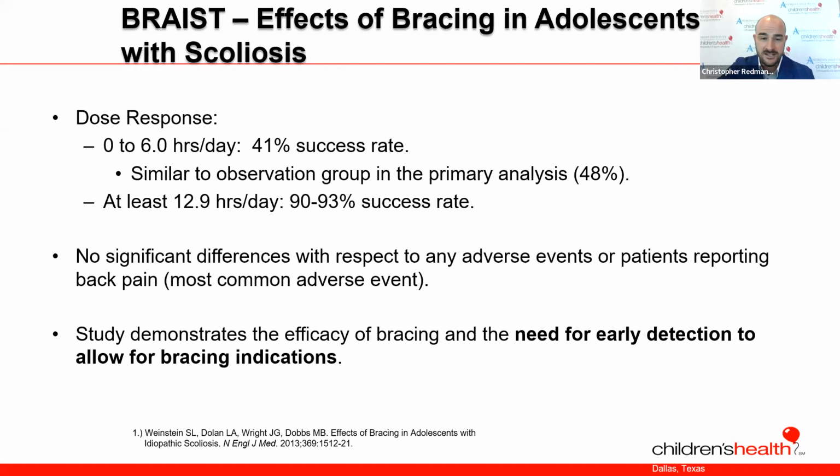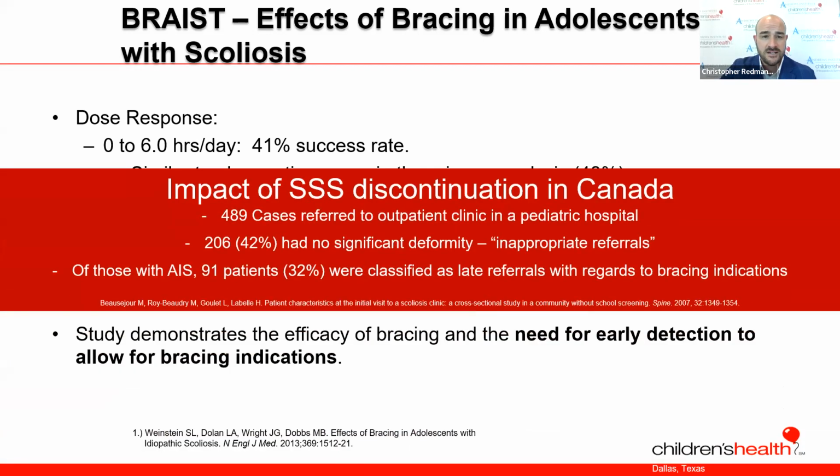So now that we have a study that demonstrates efficacy of bracing, we have a reason to identify these patients at an early time period and more support to using school screenings to identify these. This was a study out of Canada that showed that once they stopped school screening surveys, they noticed that 42% of patients had no significant deformity and were inappropriate referrals. However, of those patients that were diagnosed with adolescent idiopathic scoliosis, 32% of patients that were identified and referred were late for bracing indications and therefore likely went on to progress to surgical levels.